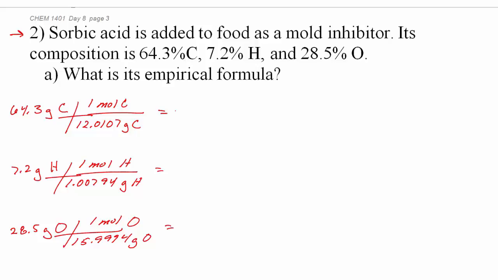64.3 divided by 12.0107, about 5.35. 7.2 divided by 1.00794, about 7.143. 28.5 divided by 15.994, about 1.781.